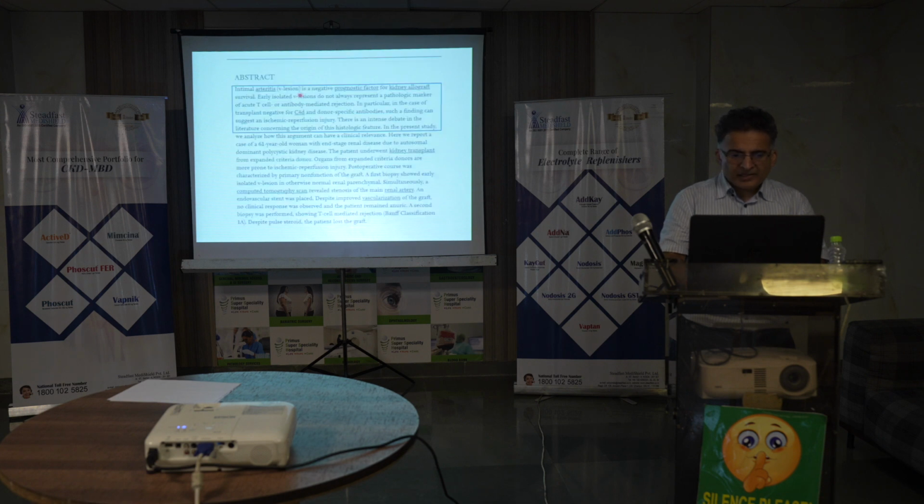So intimal arteritis, V lesion, is a negative prognostic factor for kidney allograft survival. Early isolated V lesion does not always represent a pathological marker of acute T cell mediated or antibody mediated rejection. In particular, in the case of transplant negative for C4D and donor specific antibody, such a finding can suggest an ischemia reperfusion injury. So there is an intense debate in the literature concerning the origin of these histological features. But as pathologists, if I find a vascular lesion, I have to label it as a 2A or maybe isolated V lesion. I can't just say that it is an ischemia reperfusion injury.